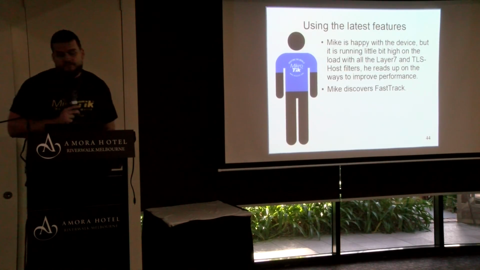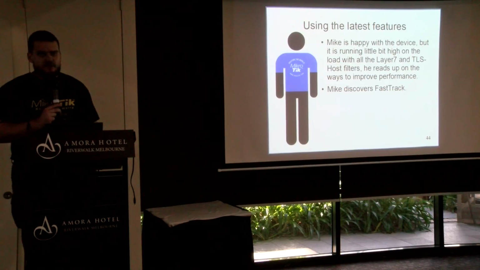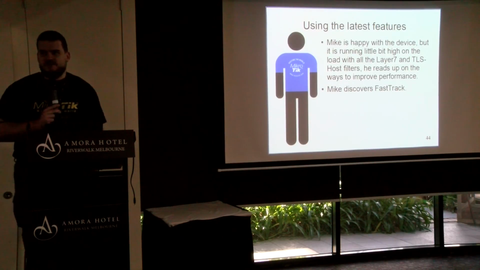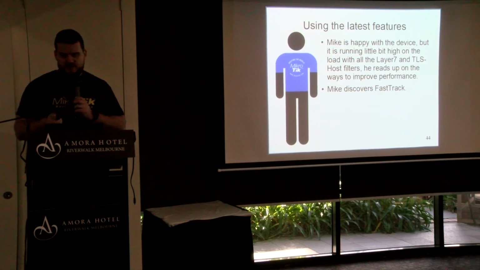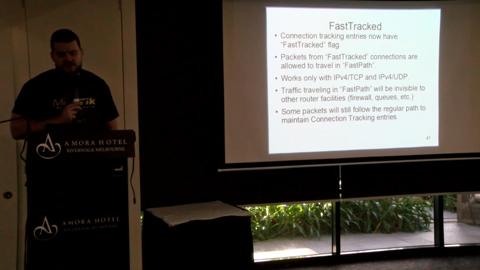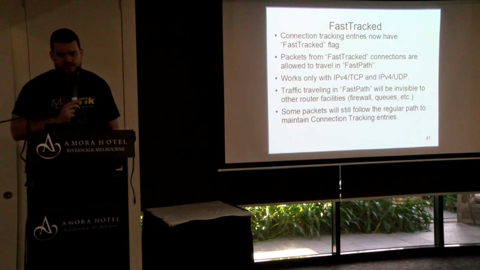Of course, Mike keeps investigating all the MikroTik features, and he already got a 5-year-old logo on his t-shirt. He finds out that there's such a thing as fast track that makes your router faster. So, okay, he tries. What is fast track? Basically, that's a connection tracking flag that allows packets to maintain the fast path.